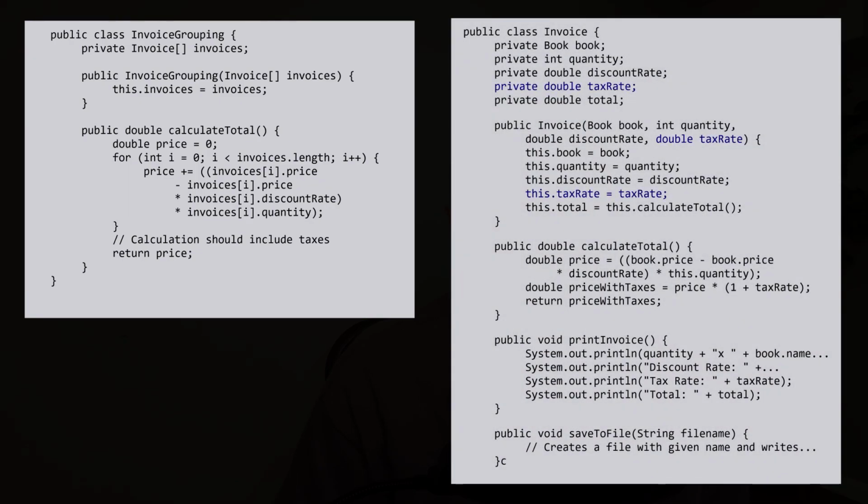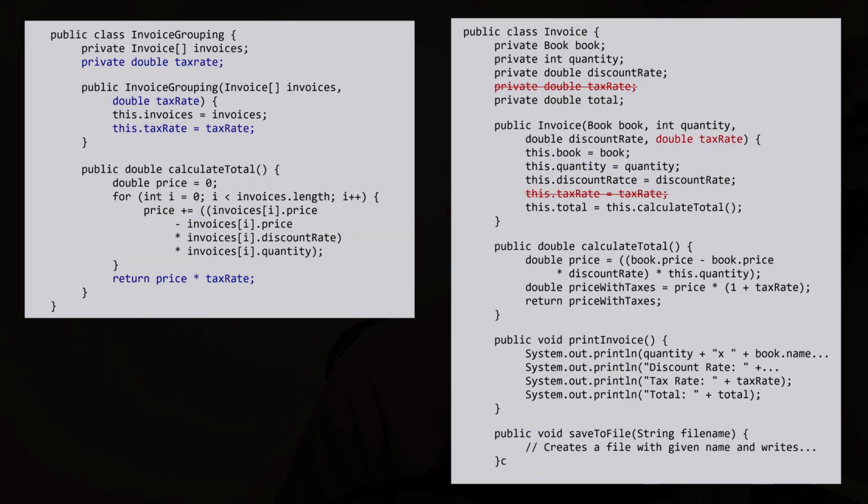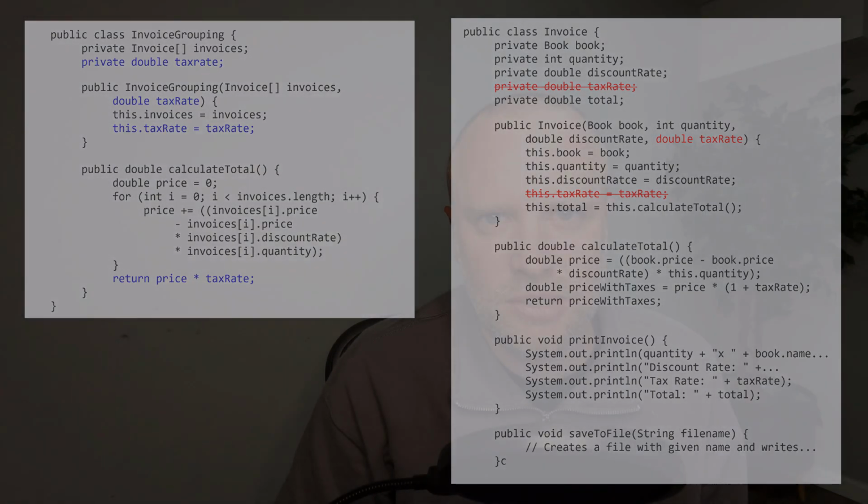The problem with this is the tax rate should be universal across all the invoices. So if for some reason one of the invoice classes had a different tax rate, that would be a bug in the system. The tax rate should actually be at the invoice grouping class level as opposed to the invoice class level. So again, this would violate the single responsibility principle because you'd have to update multiple classes for this functionality to work.